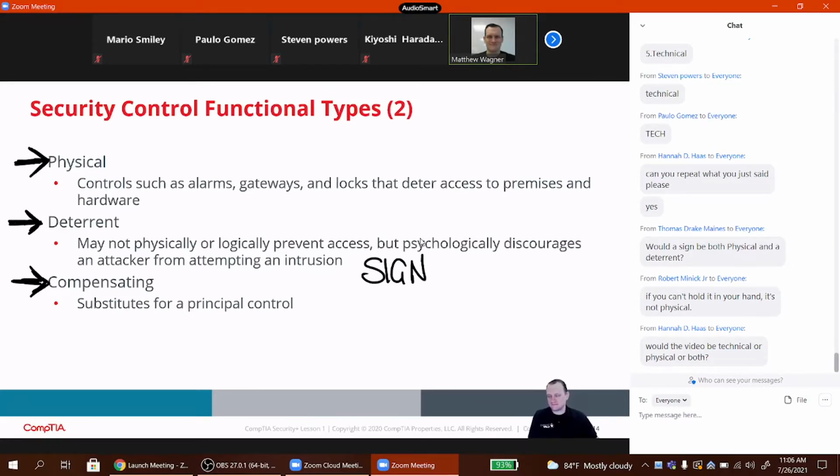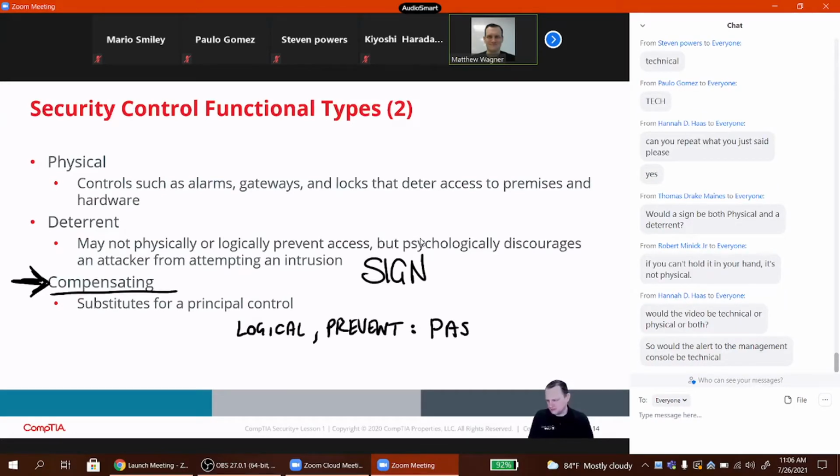About compensating. So this is our catch-all for when a primary control does not pan out. For example, how about this logical preventative control? It's known as passwords. Would an alert to the management console be technical? Yes, I would imagine so, if it's alerting you about a network intrusion or a computer intrusion. If it's an alert to the management console that tells you someone entered a room, then it's physical.